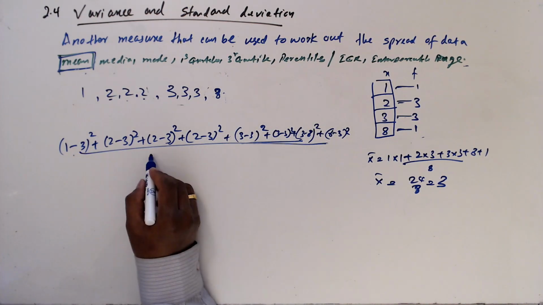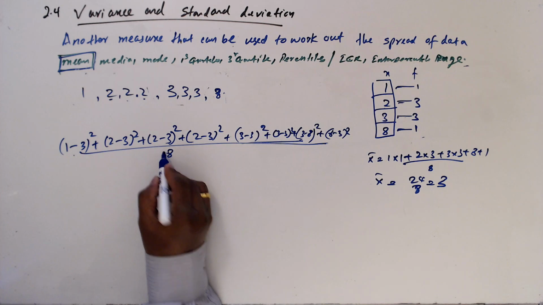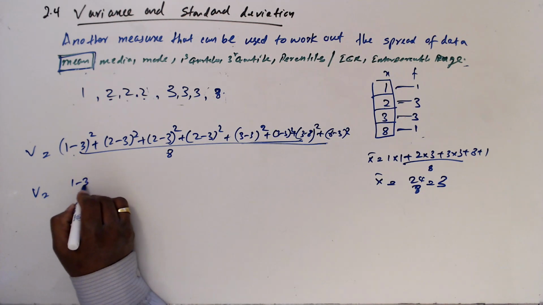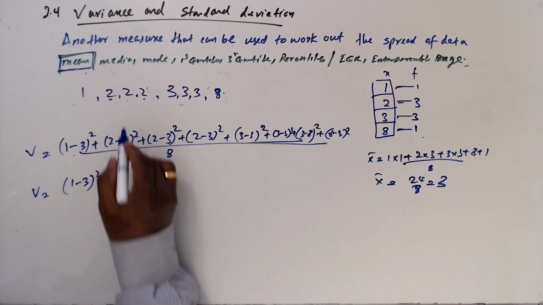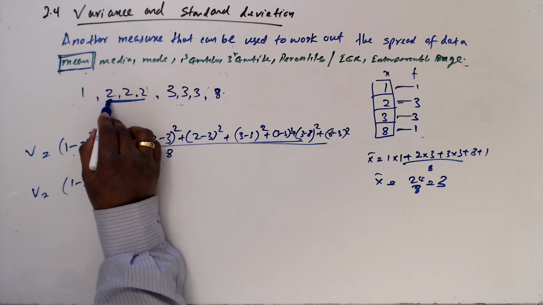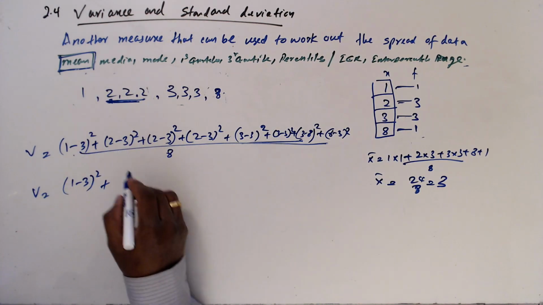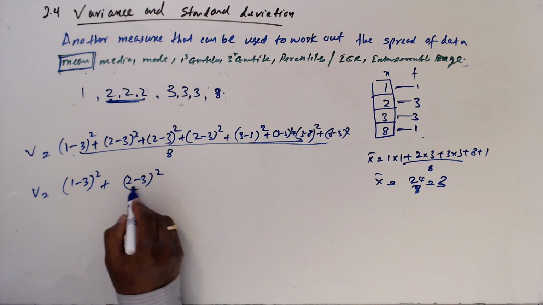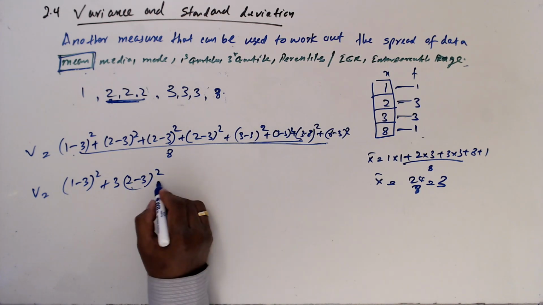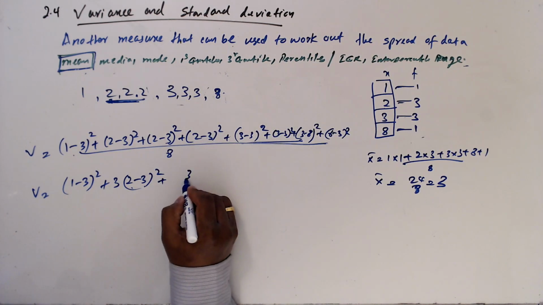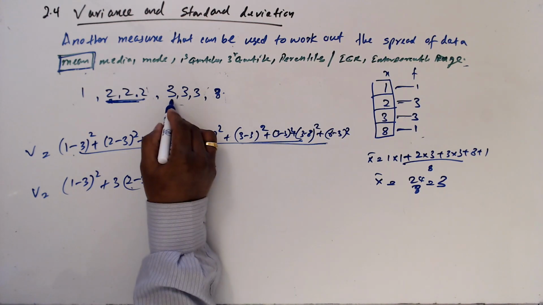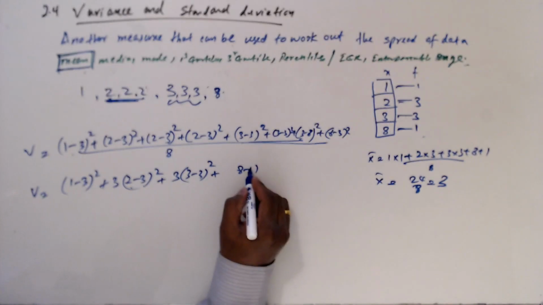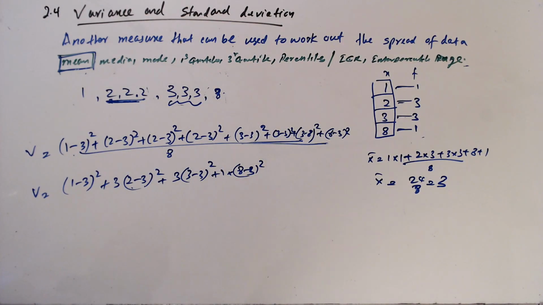and divide by 8. This is the variance. So actually we can write it smartly: 1 minus 3 square. How many 2s are there? Take one 2, so 2 minus 3 square. This is the difference. How many of this kind of difference? 3 times, and 3 minus 3 square. How many of this kind of difference? 3. And then 8 minus 3 square. How many of this one? 1.